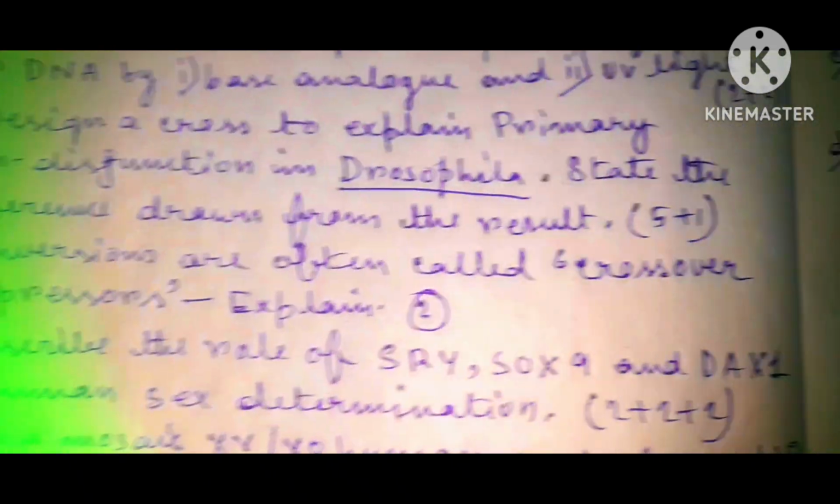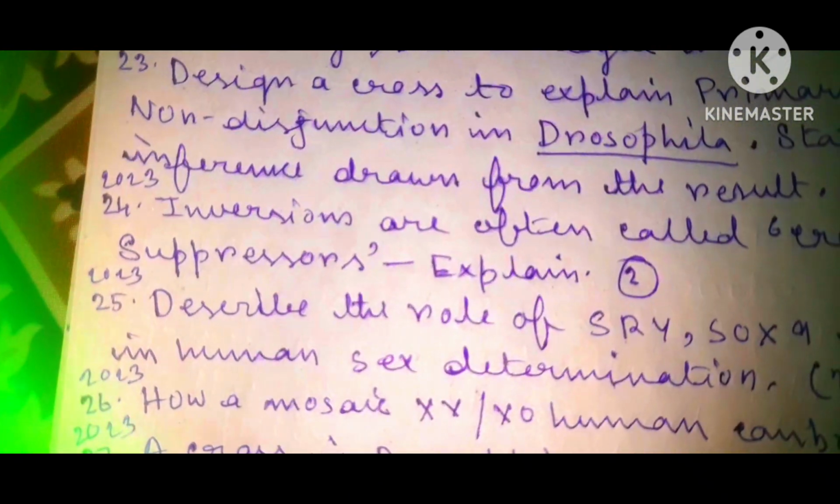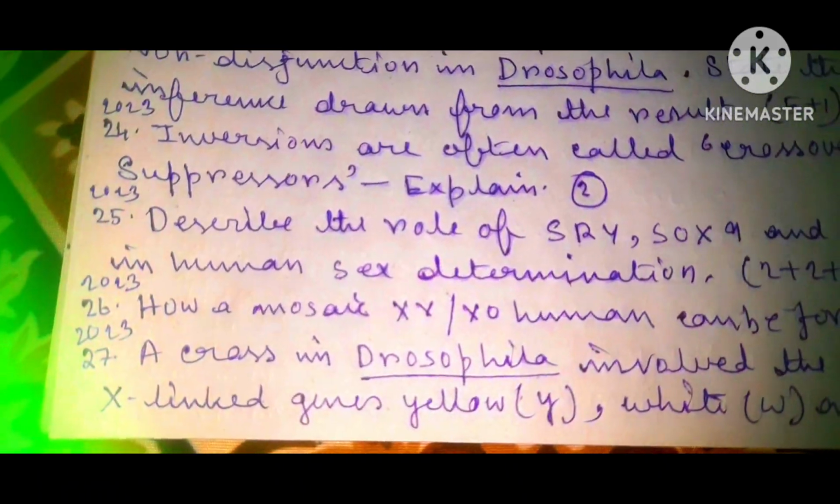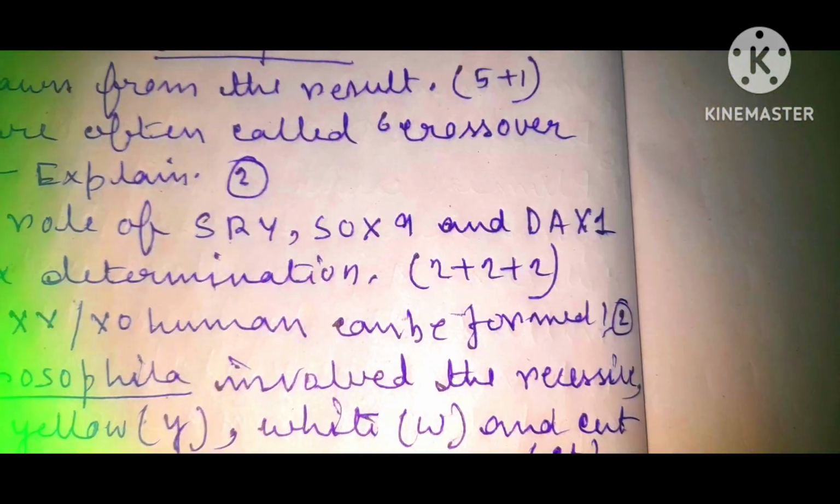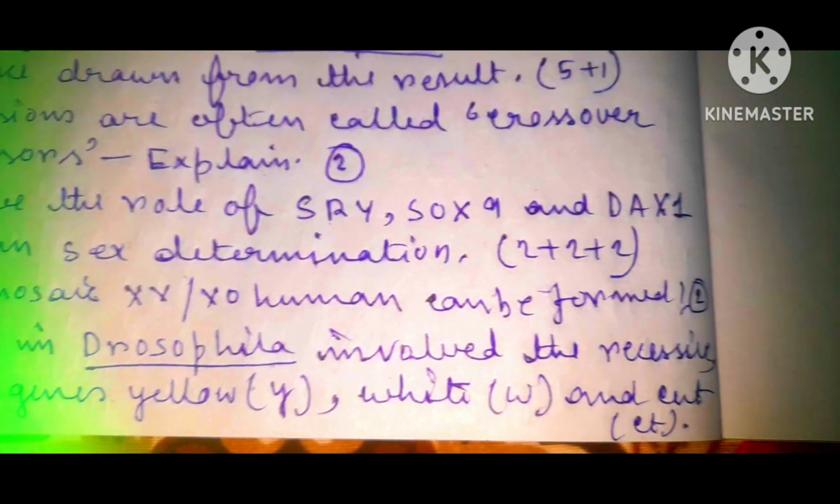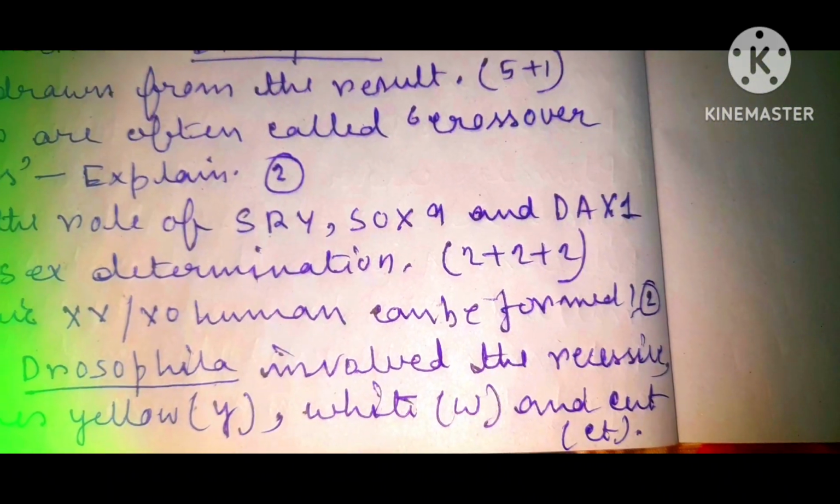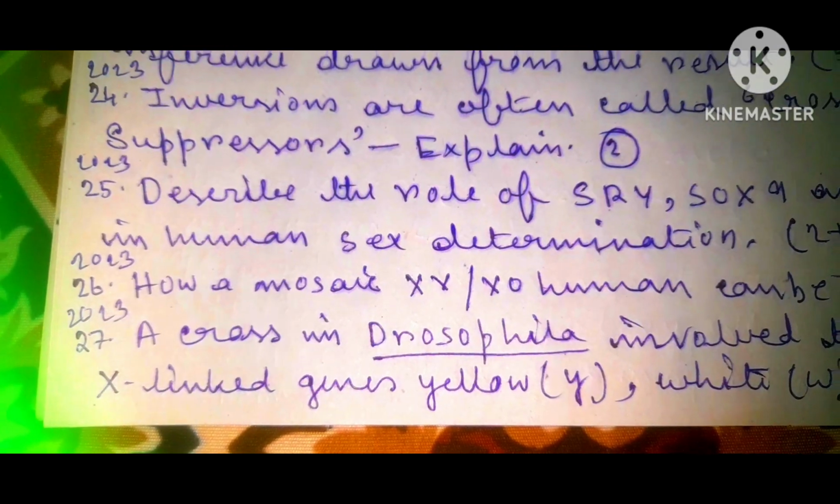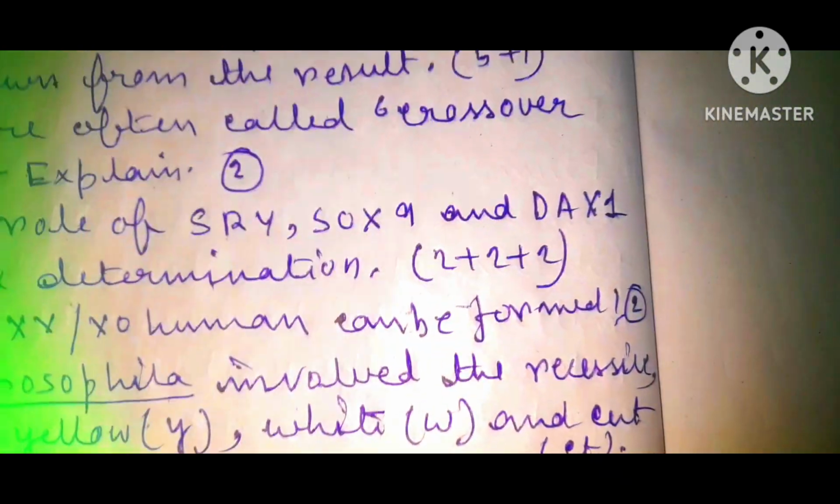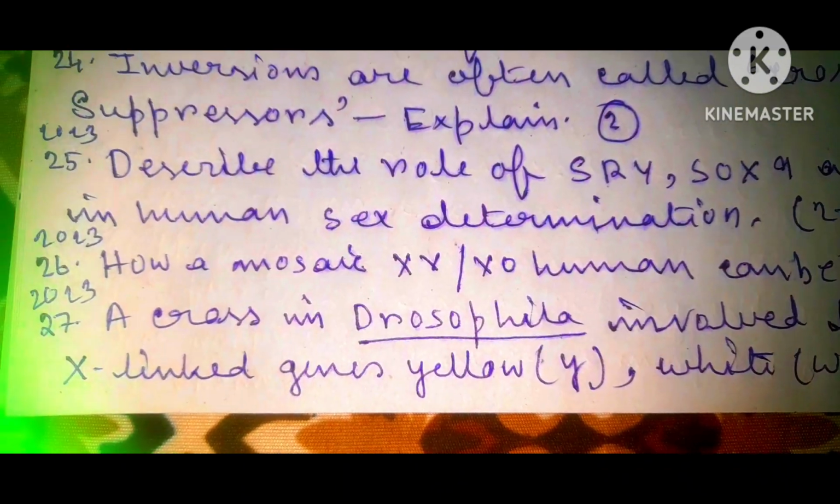Inversions are often called crossover suppressors. Explain, carrying 2 marks. Describe the role of SRY, SOX9 and DAX1 in human sex determination, carrying 2 plus 2 plus 2 marks. How can a mosaic XX/X0 human be formed, carrying 2 marks?